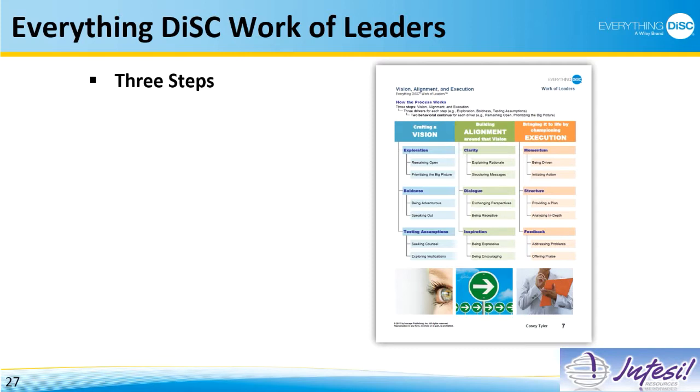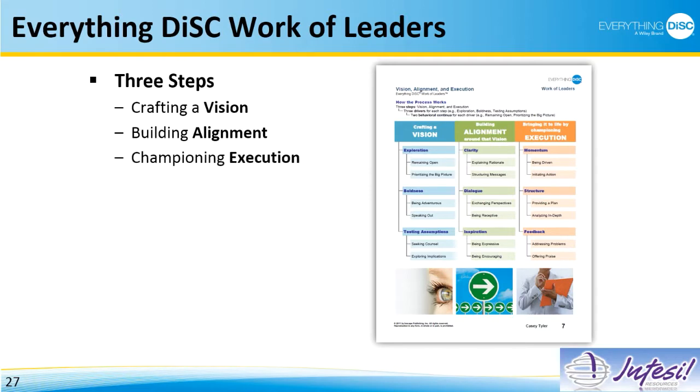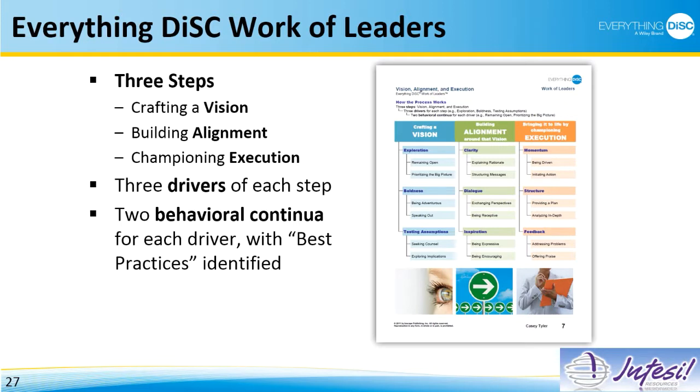The Work of Leaders provides a simple three-step process that will help the leader reflect on how they approach the most fundamental work of leaders. The steps are presented in the chart on the right of the slide. This model begins with creating a vision of new possibilities for the future, followed by building alignment around that vision, and finally championing the execution of the vision. There are 3 drivers of each step, and finally there are 2 behavioral continua for each driver, and that takes us to those 18 behaviors that research shows leads to better leadership.